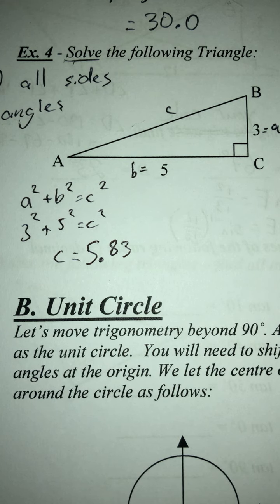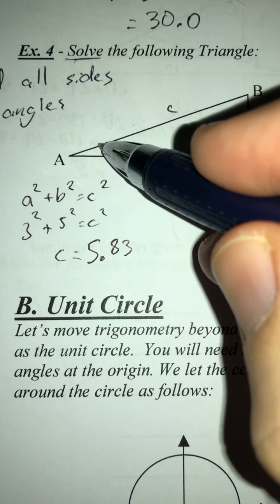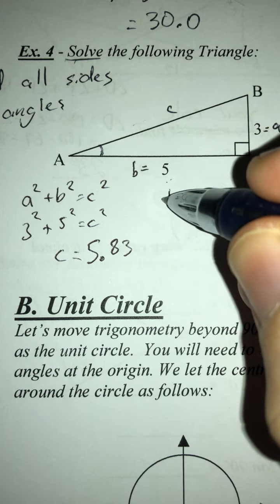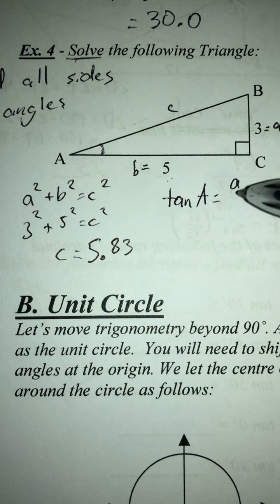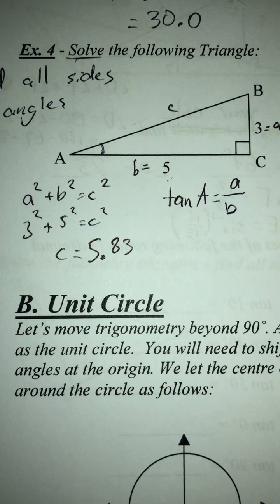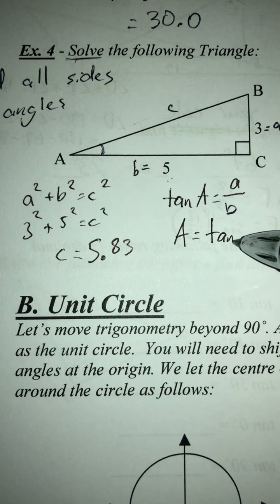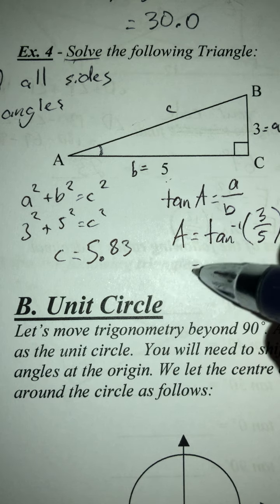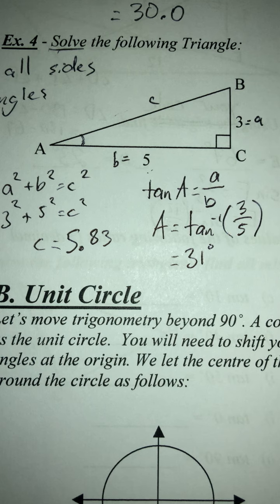Then let's solve for an angle. Let's solve for, let's say, this side. Let's solve for A. So we've got adjacent and opposite here. So we can deal with tan A equals the opposite, lowercase a, over adjacent, which is b. A equals inverse tan of 3 over 5. And we get that capital A is 31 degrees.